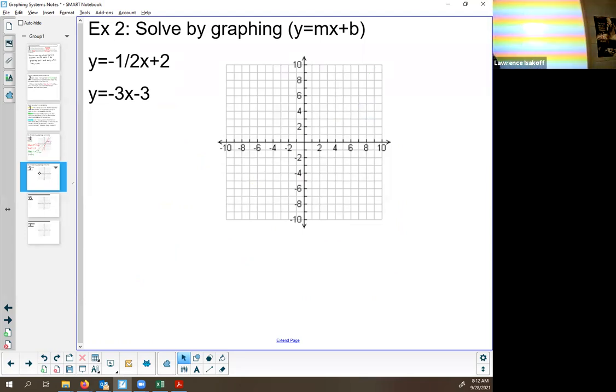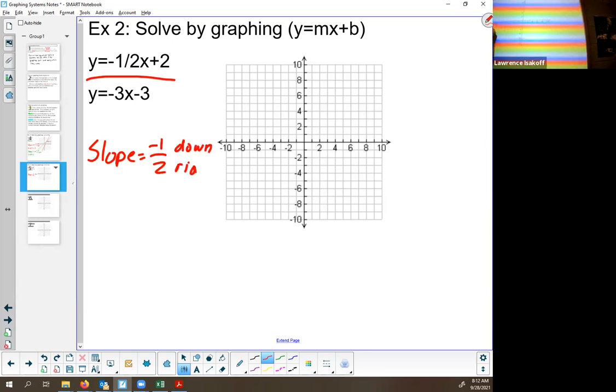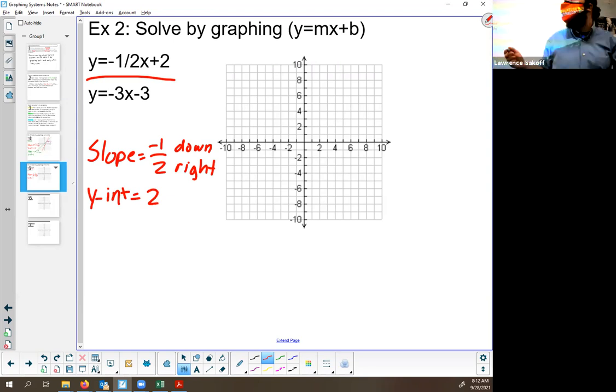But let's start. What's my slope for the first one? My slope is -1/2. So that tells me go down and then to the right. Now my y-intercept is 2. That's the number without the x. So I go to 2, and then it tells me to go down 1 and right 2.